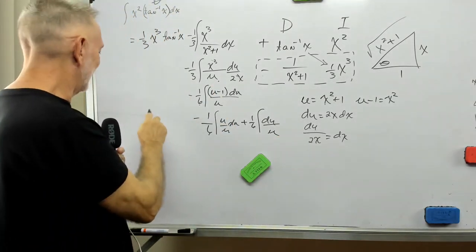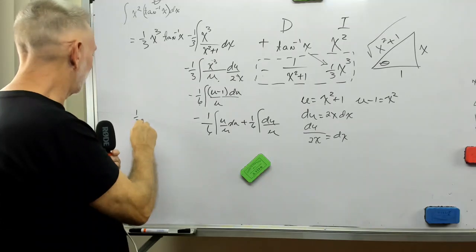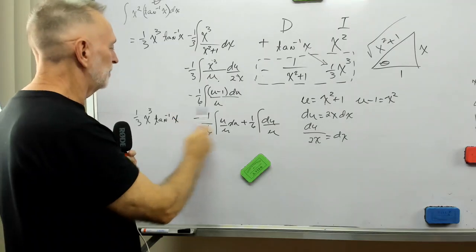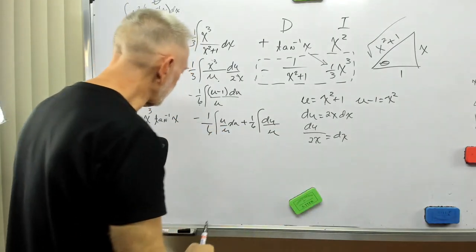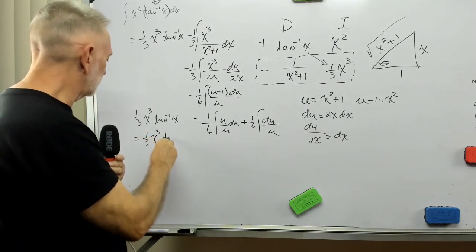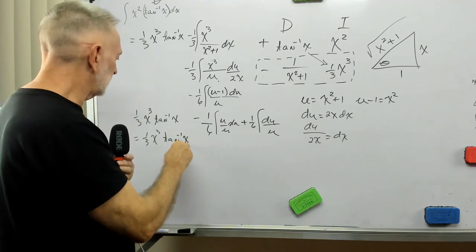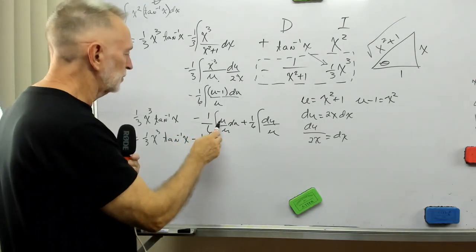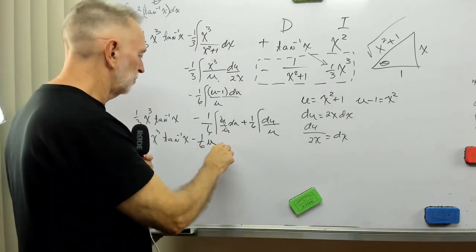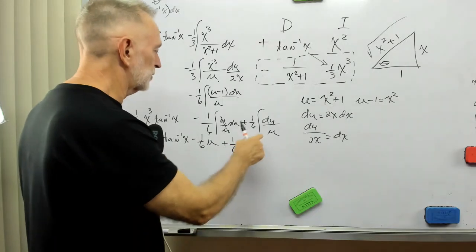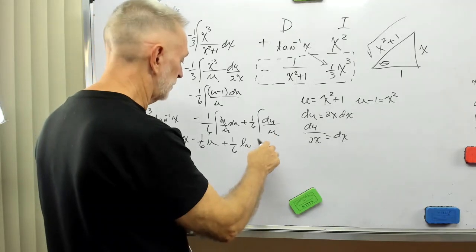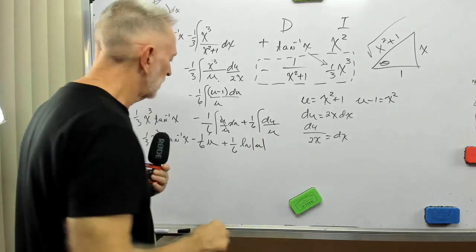Okay, let's bring this guy down here. We had 1/3 x cubed tangent inverse x minus all these other things. Okay, so 1/3 x cubed tangent inverse x minus 1/6 u over u is 1, the integral of du is u, plus 1/6 natural log of u.